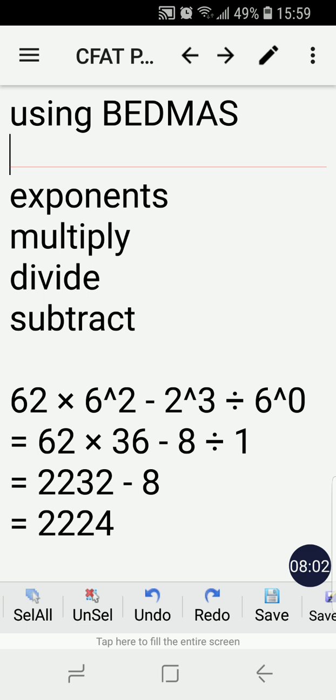Okay, and then we divide also the next step. 8 divided by 1 is equal to 8. And then now the last step is to subtract. So 62 times 36, that is 2232, and then 8 divided by 1, that is 8. So we just subtract them. 2232 minus 8 is equal to 2224.